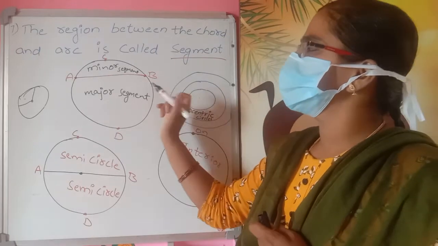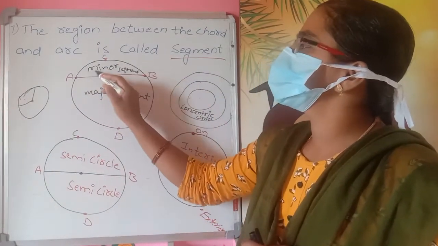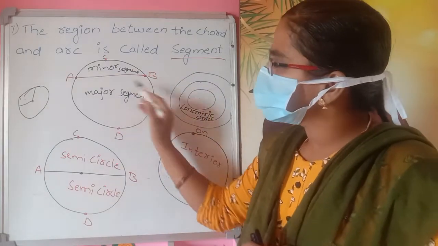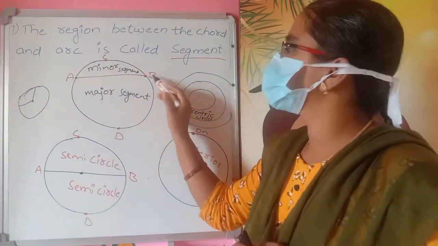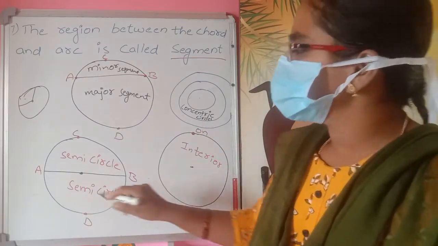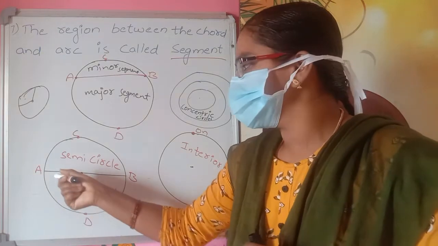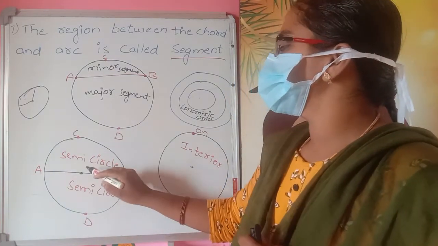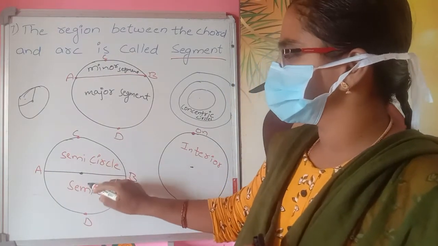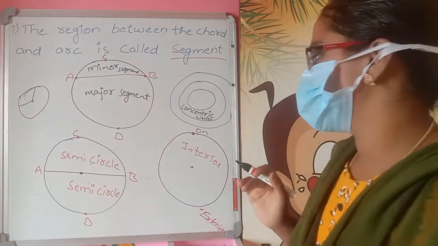In a segment, if it is with a minor arc, it is called a minor segment. If the segment is with a major arc, it is called a major segment. If the chord is a diameter, then we call those segments semicircles.